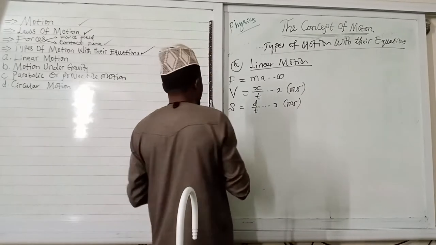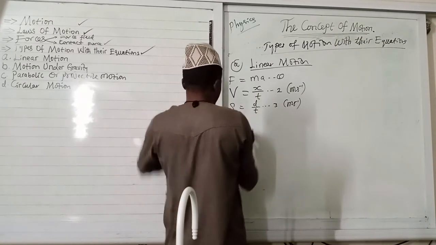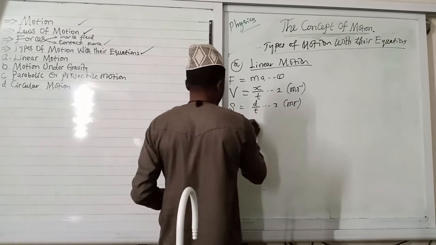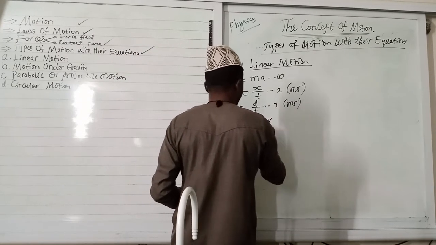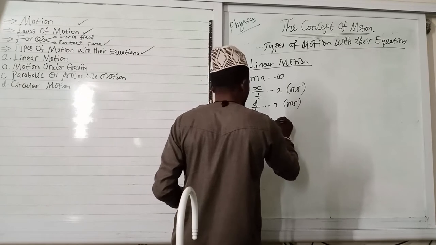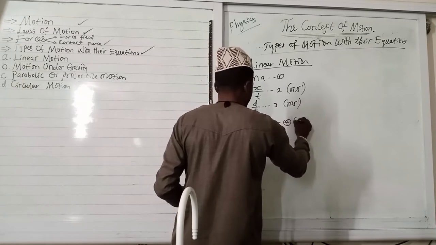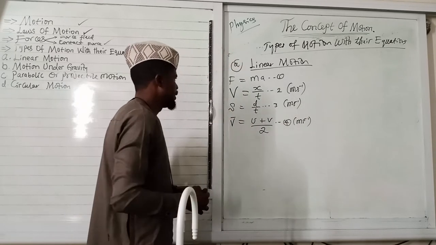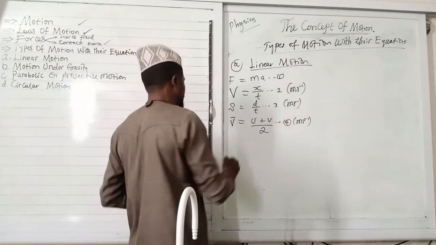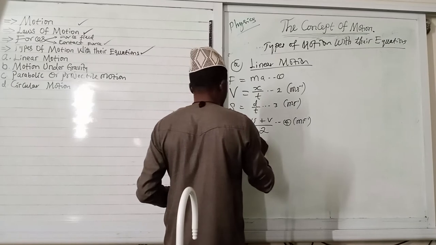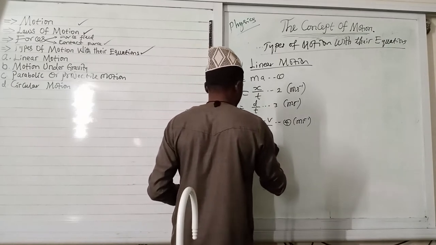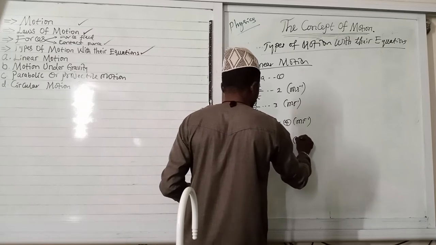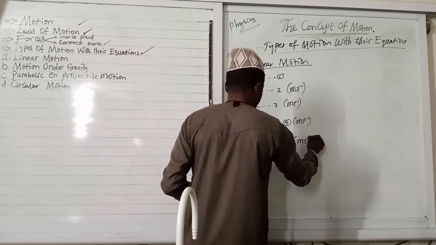The object also moves with an average velocity. An average velocity V bar is equal to U plus V all over 2. Also, let's call this equation number 4, in the unit of meters per second. The body also moves with an acceleration a equal to V minus U all over t. We call this equation number 5, also, the unit of meters per second squared.